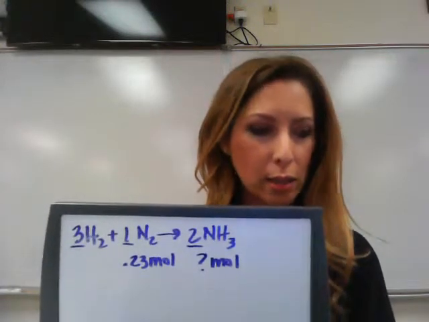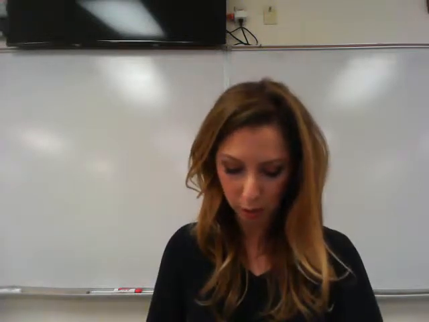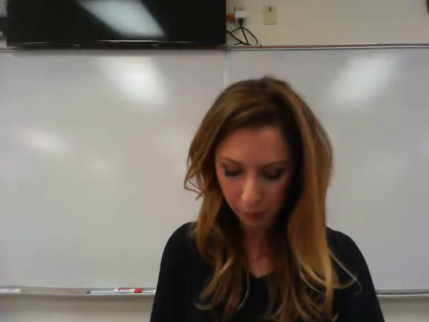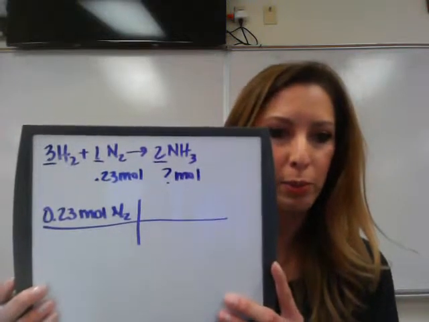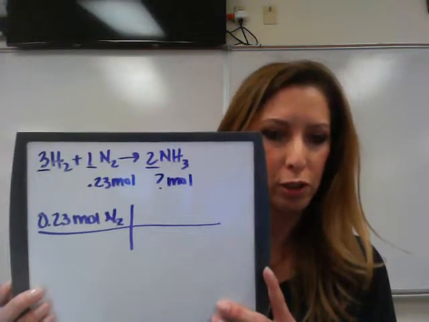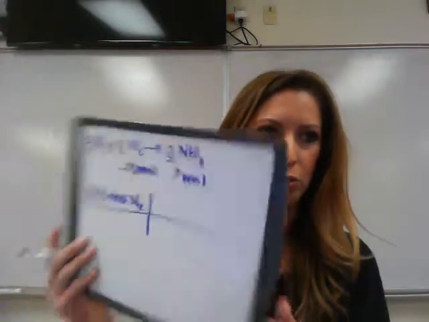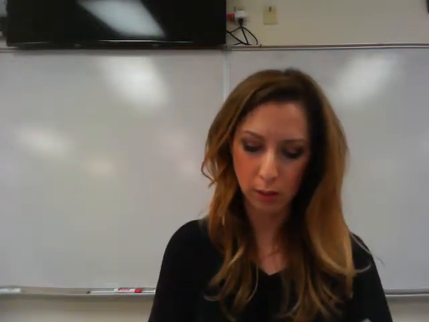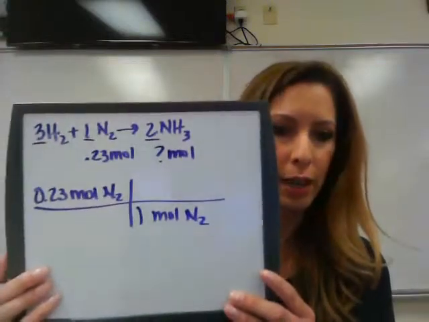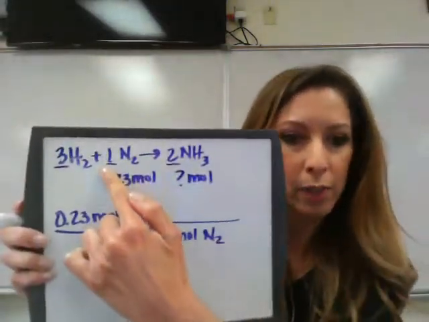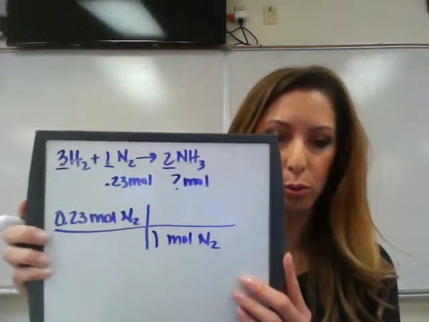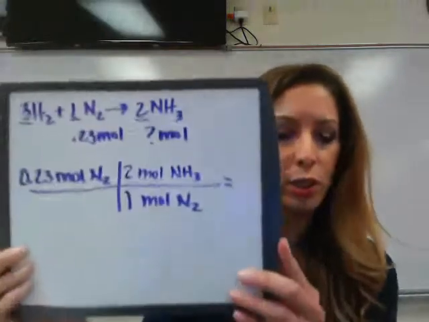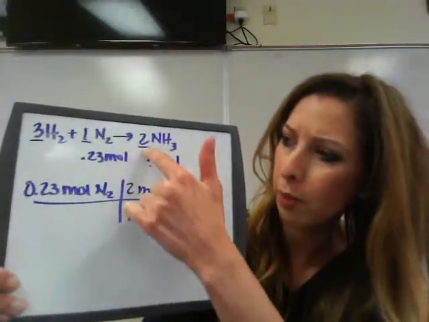Okay, now we're going to set this up in a grid the way that you're used to. So 0.23 moles of N2 is going to go in the upper left-hand corner like this. Since I'm starting with nitrogen, we're going to use the coefficient in front of nitrogen on the diagonal. So we're going to write 1 mole of N2 on the diagonal like this. Okay, and that number 1 came from right here. And then we're wanting to solve for moles of NH3, so we put the 2 in front of NH3 on top as 2 moles of NH3. So it looks like this. So this 2 came from here.